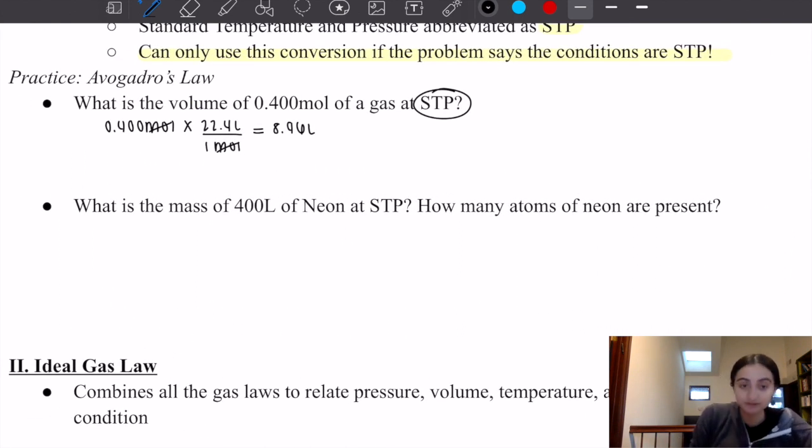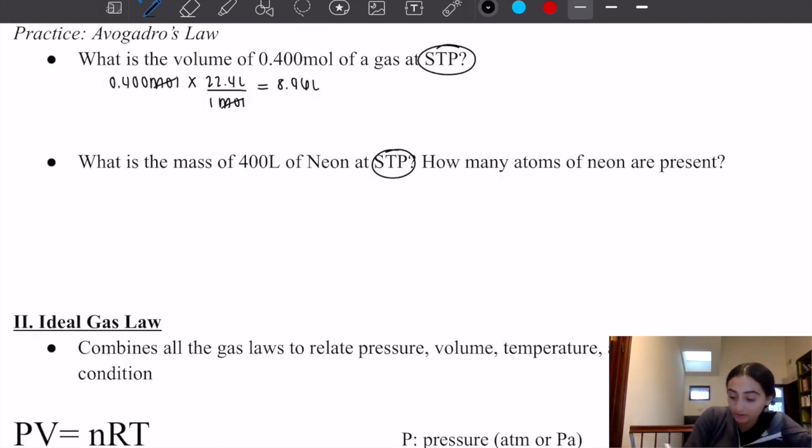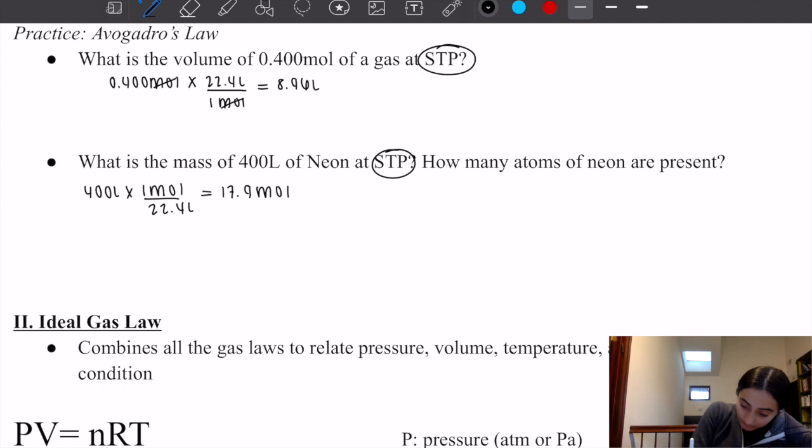Next, this is kind of a multi-step problem, but nonetheless, it is still using everything we've learned before. So we are trying to find the mass of 400 liters of neon at STP and how many atoms of neon are present. Okay, so we are going to first convert our liters to moles because that is what we do with our STP conversion. So we have 400 liters times 1 mole over 22.4 liters. So if I divide 400 by 22.4, I get 17.9 moles neon.